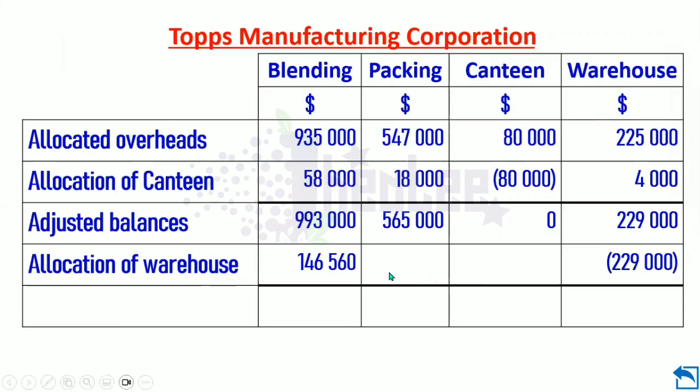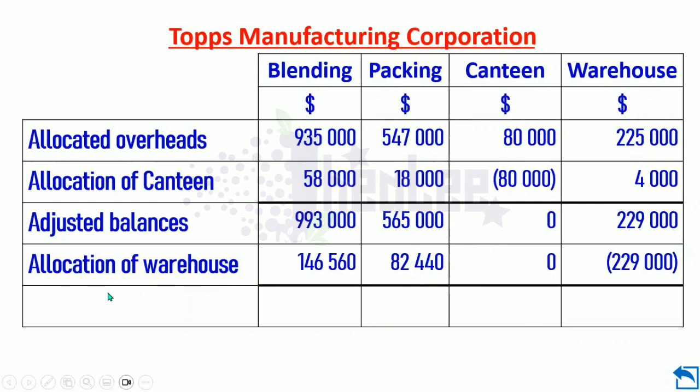So under packing, as it relates to the allocation of the warehouse, we have $82,440. And bear in mind that the canteen did not get any of the cost from the warehouse because we are doing the step down. If it is that we had shared cost to the canteen, it means that we'll be carrying out the repeated distribution method.